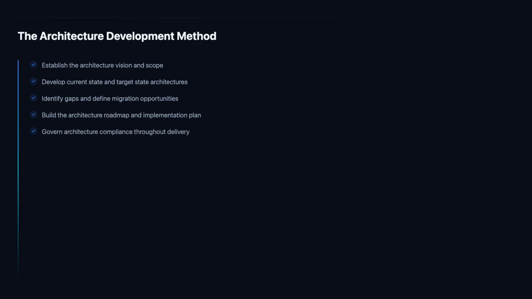Architecture governance ensures that projects and programs deliver in accordance with the approved architecture. Enterprise architects review designs, approve deviations, and update the architecture as the organization evolves.